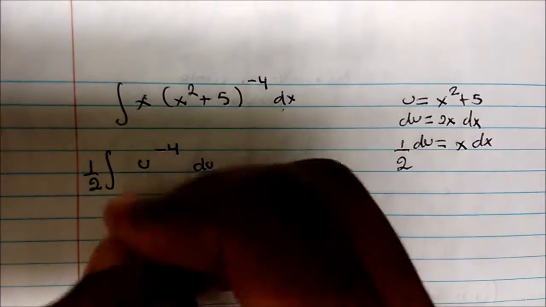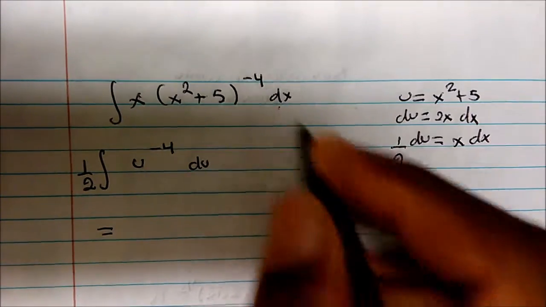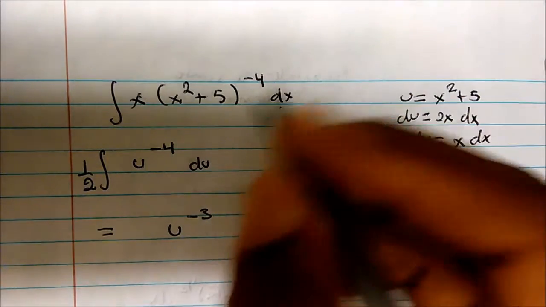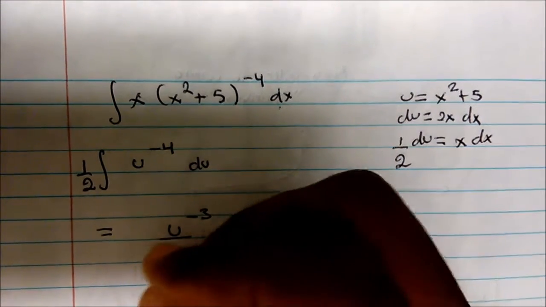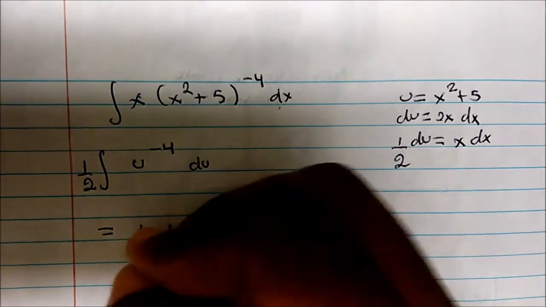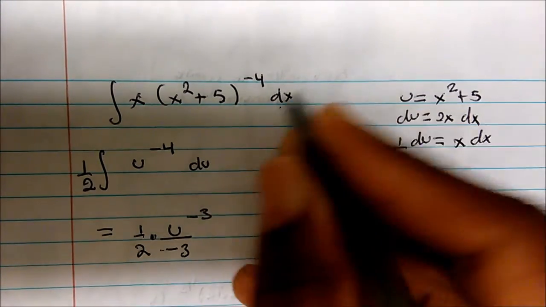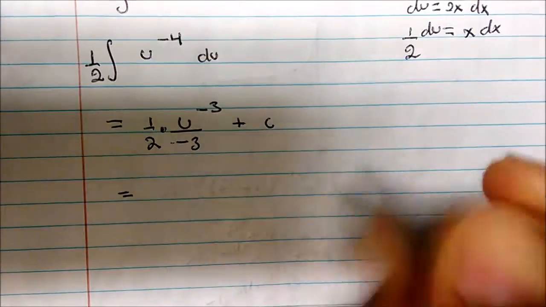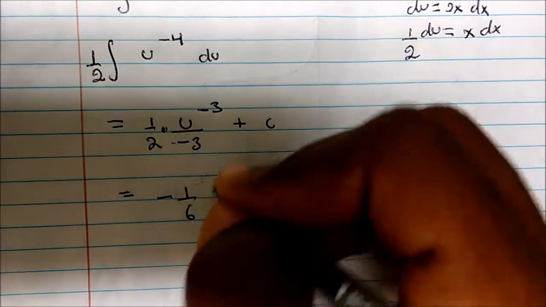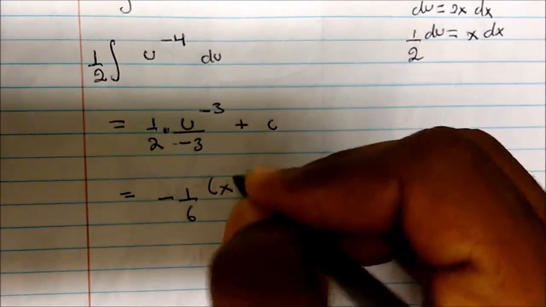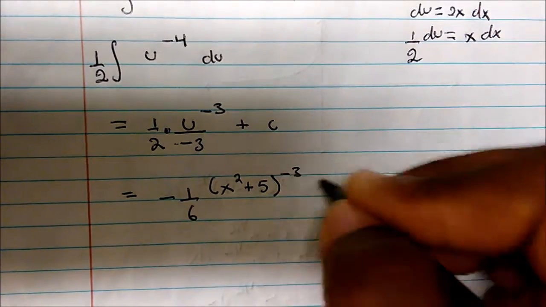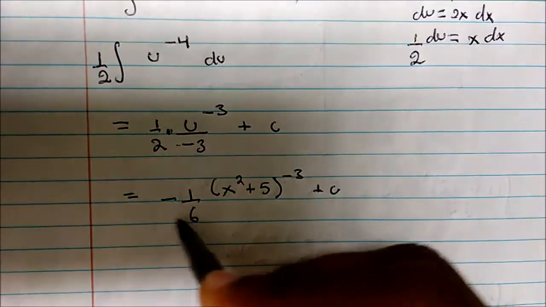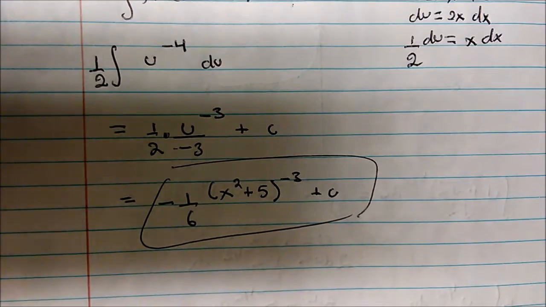So taking the integral, this now becomes u to the negative 3, because we're adding 1, divided by negative 3. Remember, we have 1/2 that's being multiplied out here. And we're dealing with an indefinite integral, so this is plus c. So factoring everything out, this becomes negative 1/6 times x squared plus 5 raised to the negative 3 power, plus c. And that will give us our answer. So this is just simply the area under the curve.